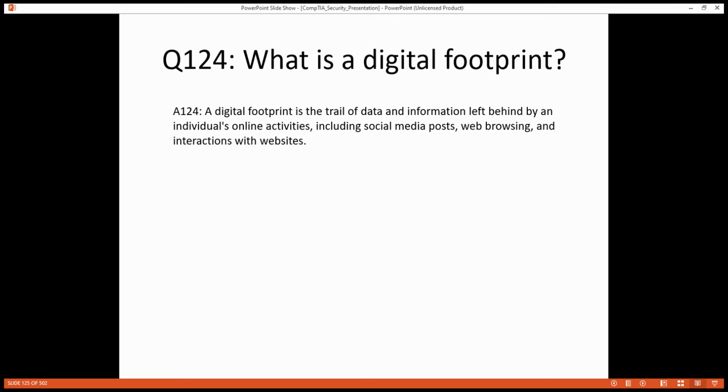Q124. What is a digital footprint? A124. A digital footprint is the trail of data and information left behind by an individual's online activities, including social media posts, web browsing, and interactions with websites.